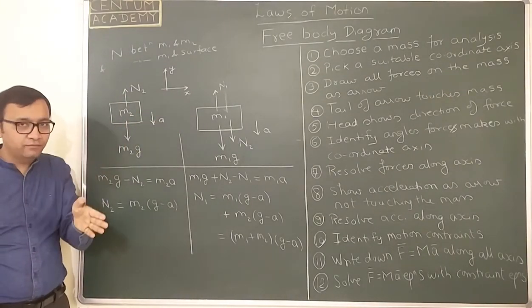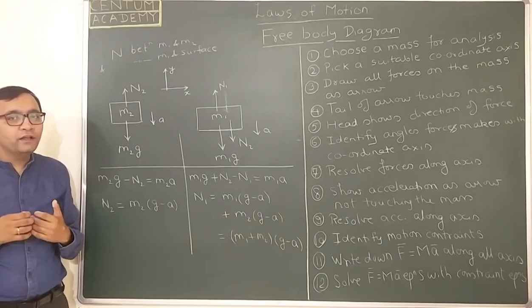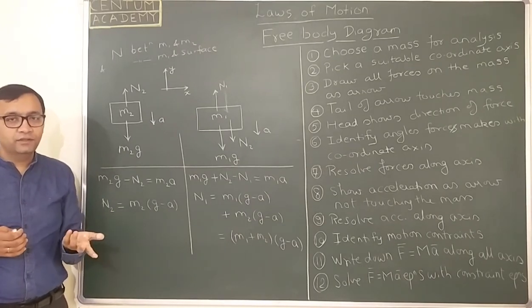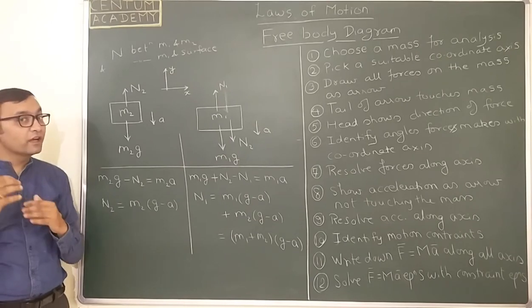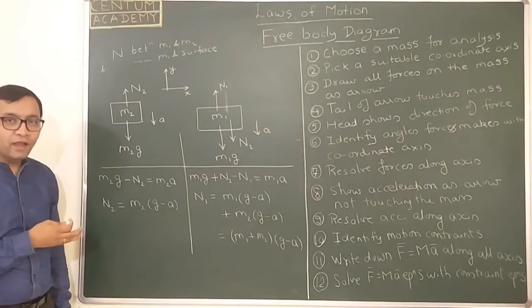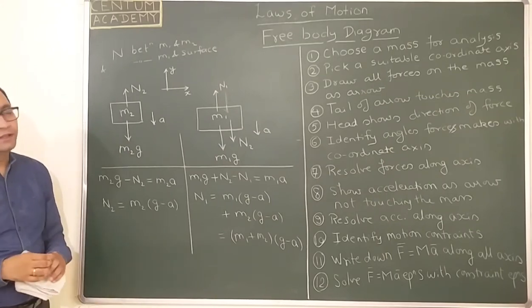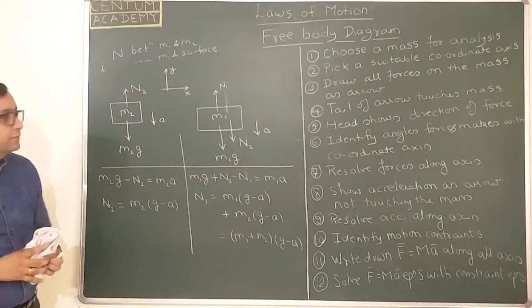Now there is one more thing that we can do here: since m2 and m1 are moving together, right? Can I assume both m1 and m2 together as a single mass? They behave like a single mass, right? There is no relative motion between m1 and m2. So let us assume m1 and m2 as a single mass and then see how we can apply the free body diagram steps.